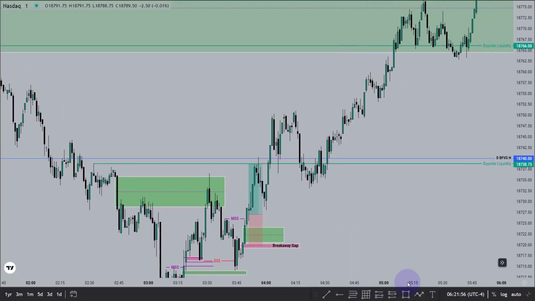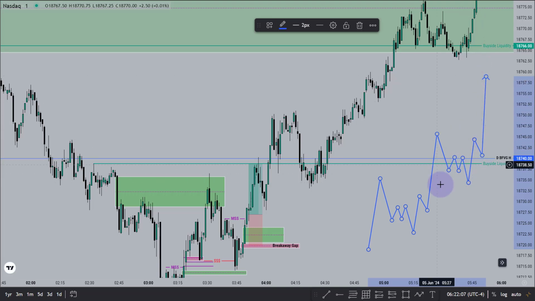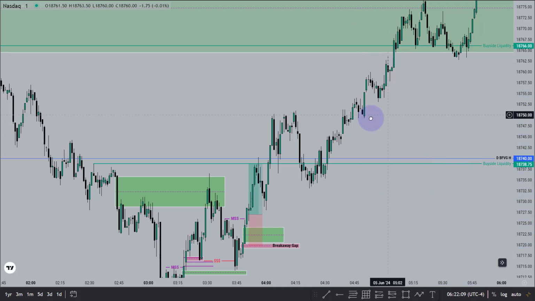What it is going to do, it has come here, make liquidity, take liquidity, market structure hit, and boom. Now market will do the same thing again. Okay, take liquidity, market structure hit, fair value gap, boom. I will show you a lot of examples, don't worry.